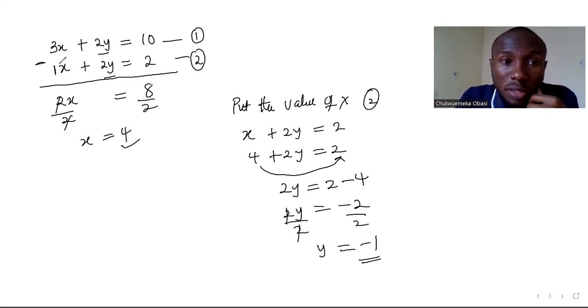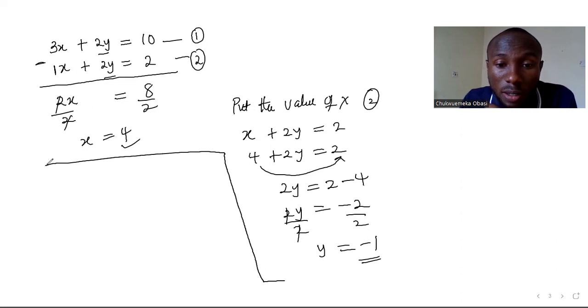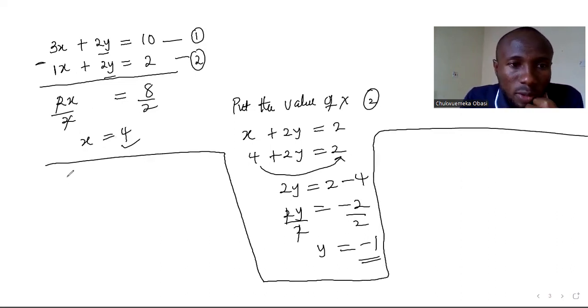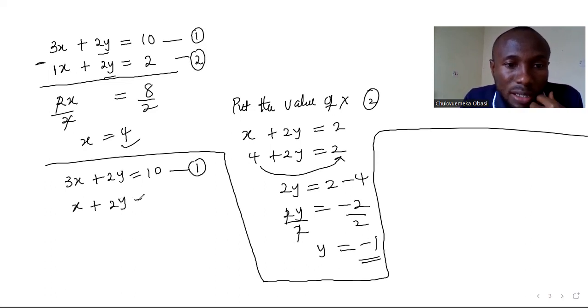Now, let me also show you something. This same problem, I want to solve it now by eliminating x. Let's quickly do it. I have here 3x plus 2y is equal to 10. I'll call this equation 1. And I have x plus 2y is equal to 2. I'll call this equation 2.